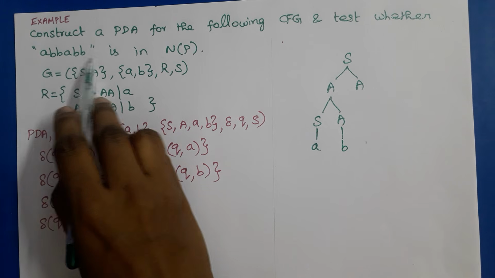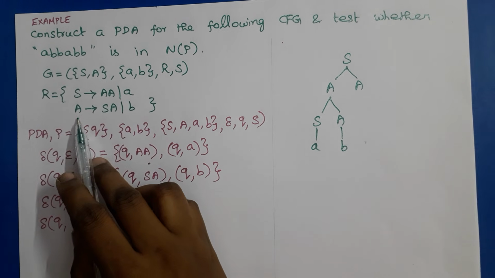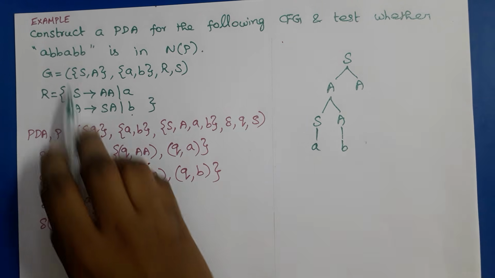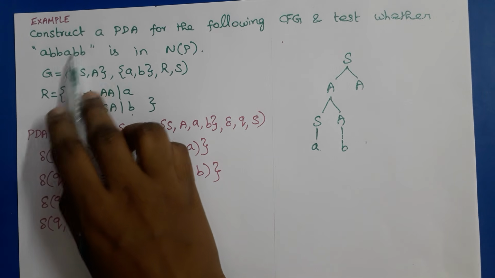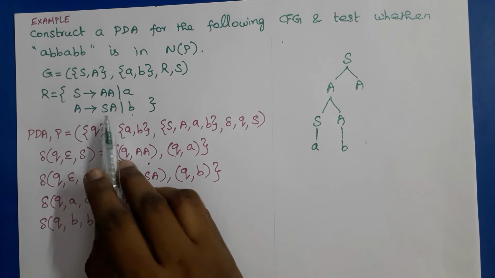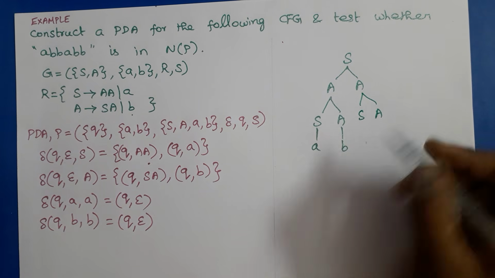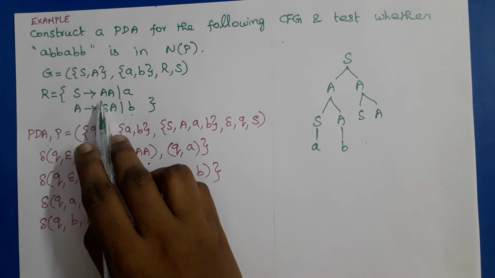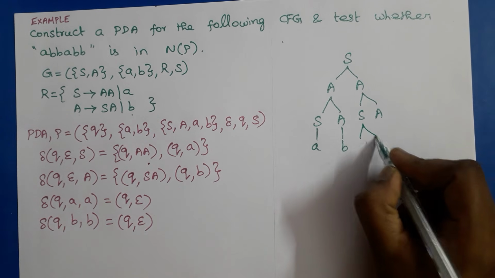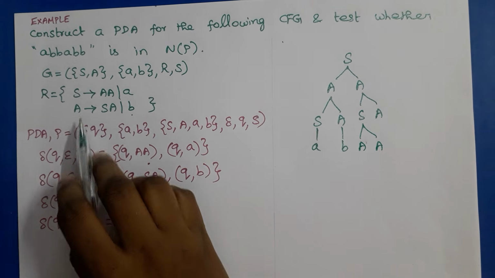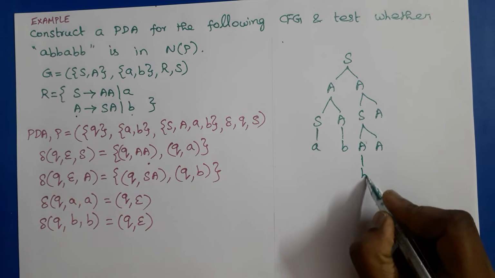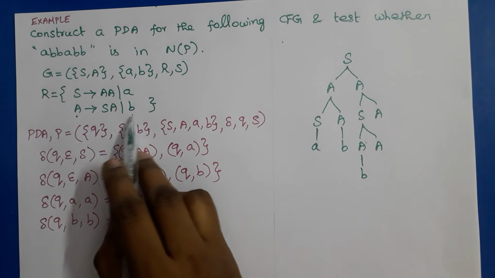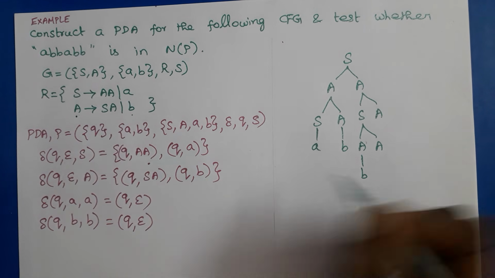Then we need b, a, b, b, but we have only one non-terminal. So we should not replace A by b directly. If we write b here, then we cannot retrieve the remaining input symbols. So replace A by SA. Then S by AA, because we need b here; b is the next input symbol. So S must be replaced by AA. Then A can be replaced by b. Then again A is there, but we need the next input symbol a, so we cannot use this production.